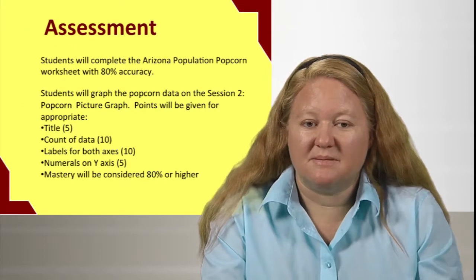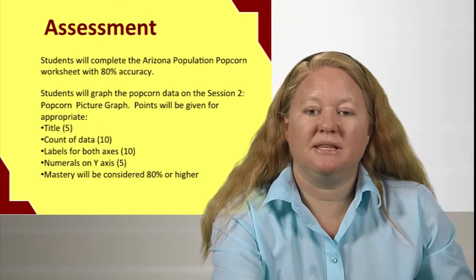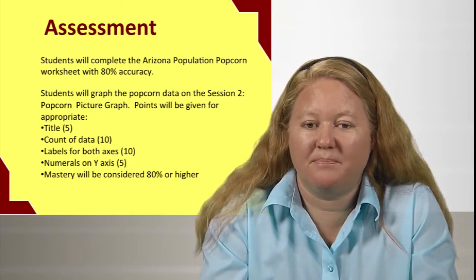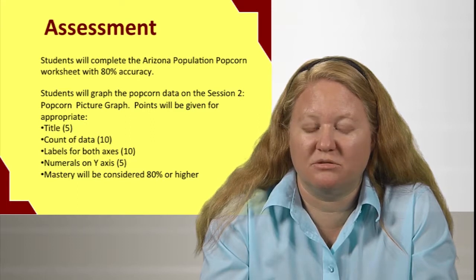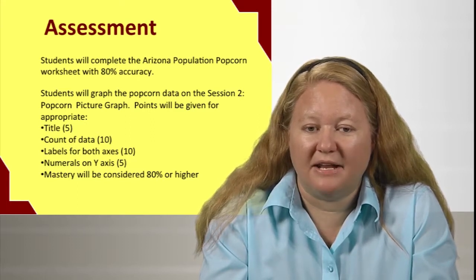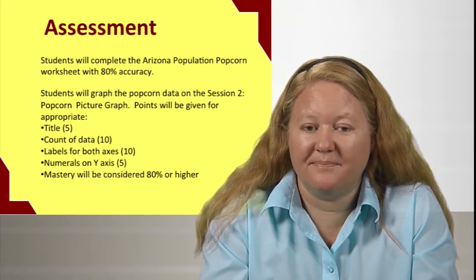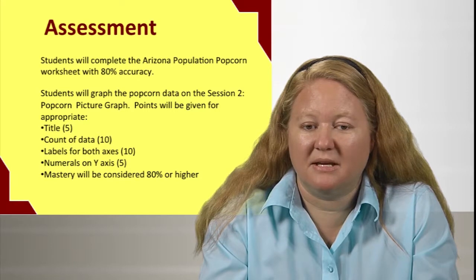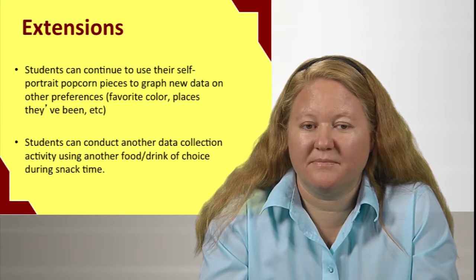There's a student assessment piece where students will complete the Arizona Population Popcorn Worksheet, and students will graph the popcorn data on the Session 2. They will need to include a title and the count for the data. They will have to label both the X and Y axis, and mastery will be considered 80% or higher.